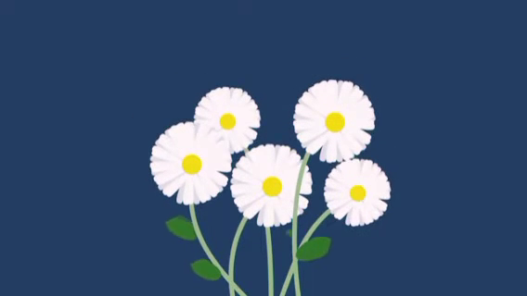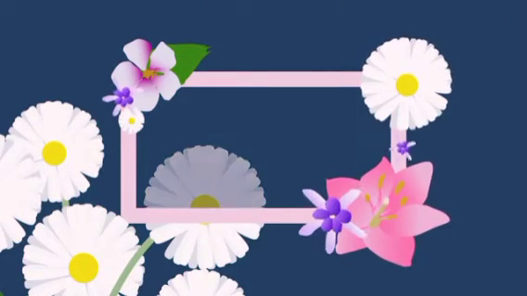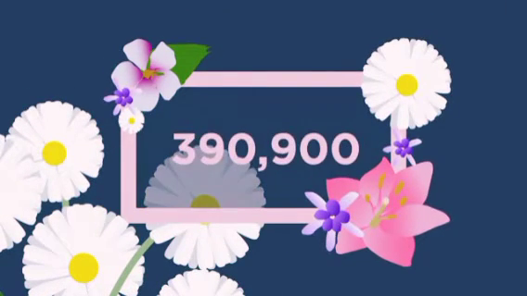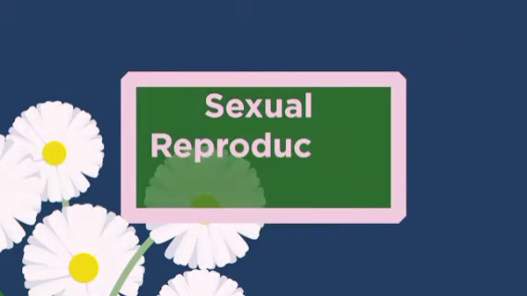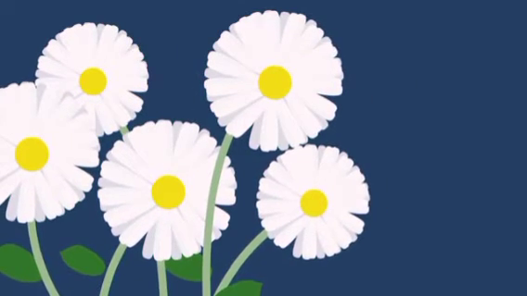In this video, we will be looking at sexual reproduction in plants. Did you know that there are an estimated 390,900 plant species known to science? This diversity of plant species is in part due to sexual reproduction. In plants, sexual reproduction is carried out in the flowers.